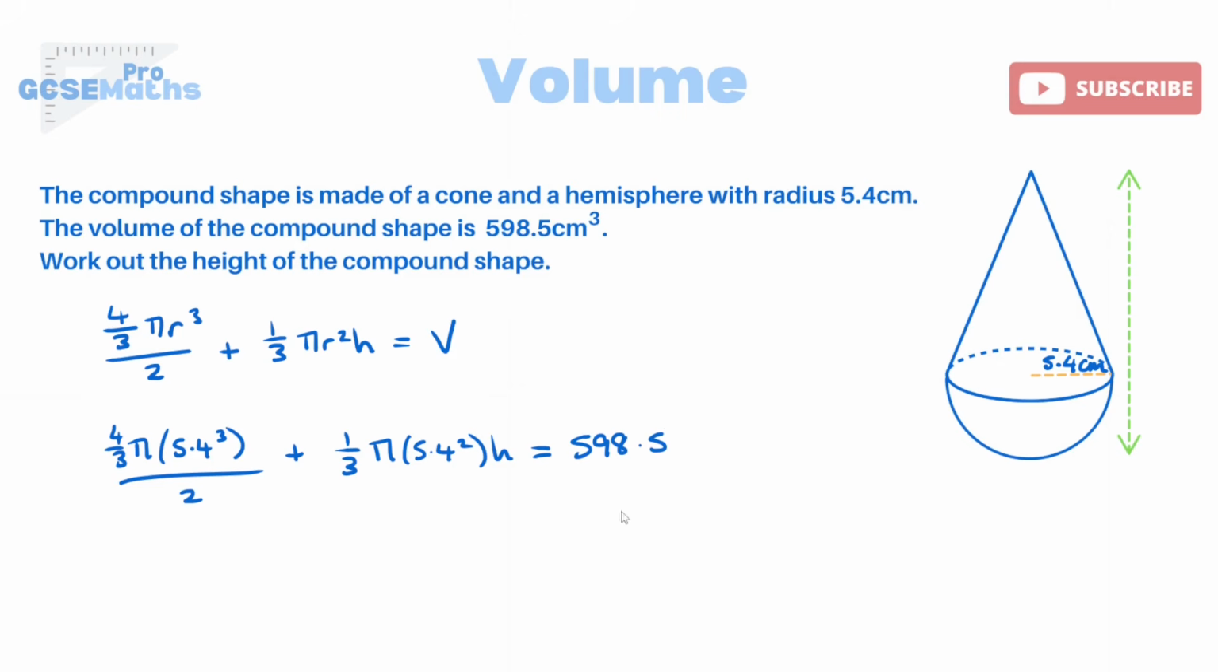So now I've got this really big equation, but can you see that the only letter that I don't know is h, the height of the cone. And that would help us figure out the height of the whole shape. So all I need to do now is just rearrange this to solve it for h.